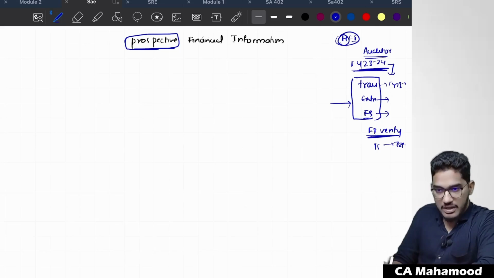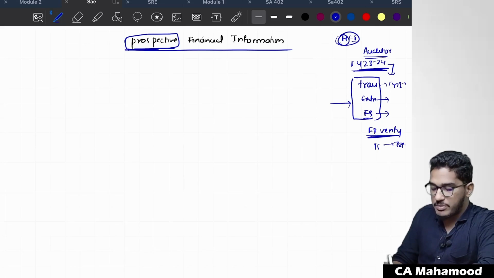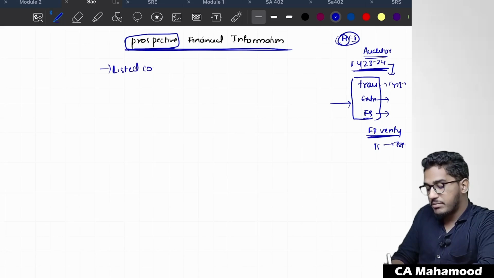Sir, why does that requirement arise? Why basically might entities be required to prepare future financial information? I will give you a few examples. Might be listed companies. So listed companies, what they will do is they will give estimates, they will give targets.